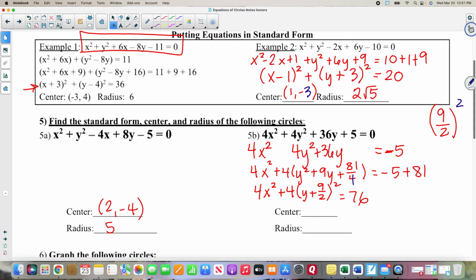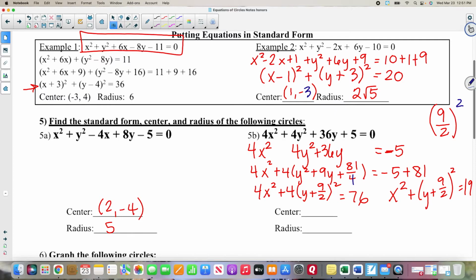Is 76 divisible by 4? We sure hope so. Yes, it is. 19. So we can divide all of this by 4 and get x squared plus y plus 9 over 2 squared equals 19. So I divided every bit of that by 4.